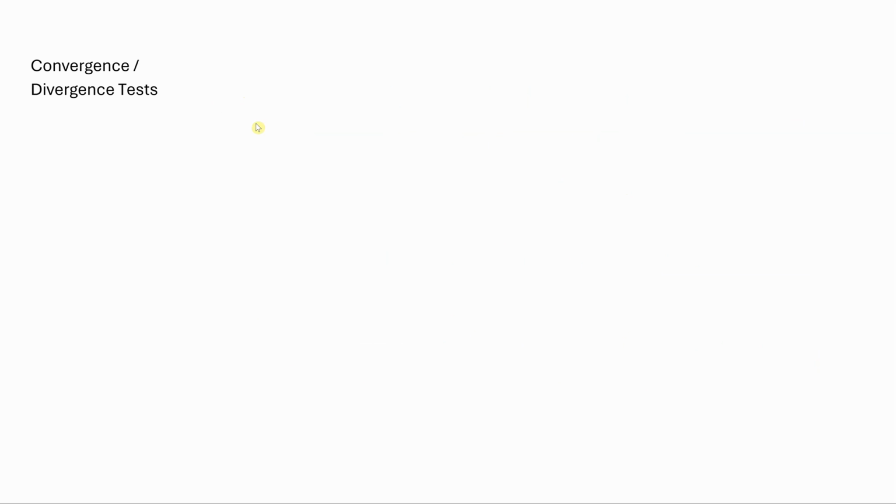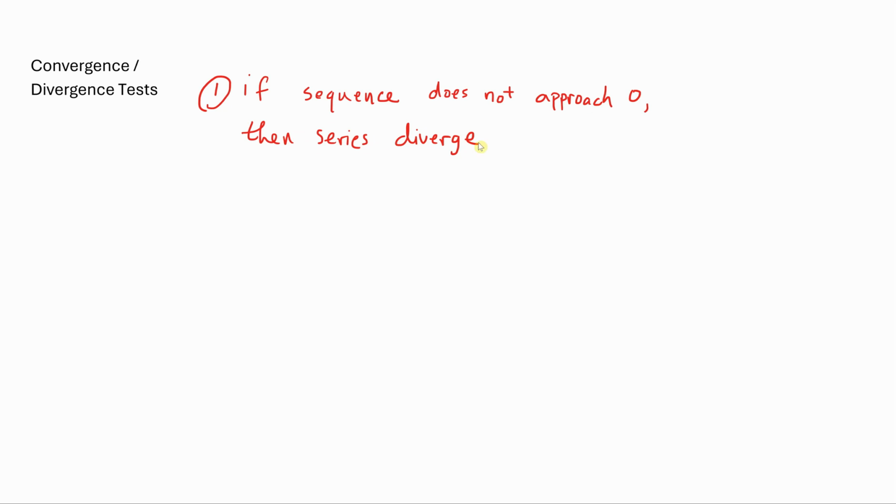Okay, so now we can make some broad statements about whether a series is going to converge or diverge. First of all, for any series at all, we can say, this is rule number 1: if the sequence does not approach 0, then the series will diverge.